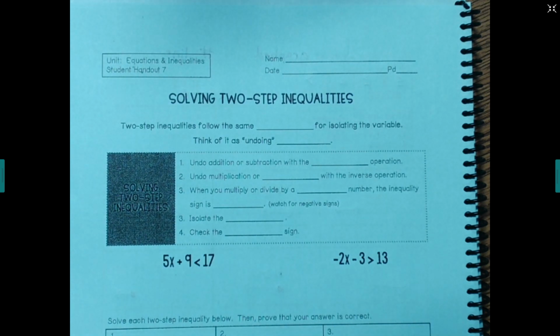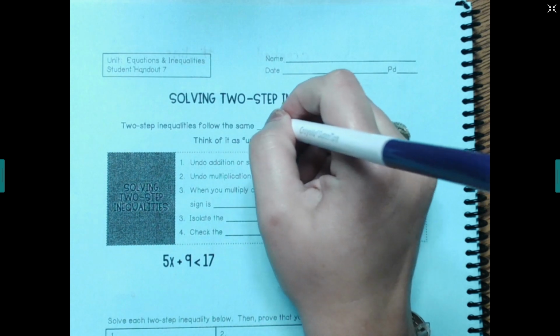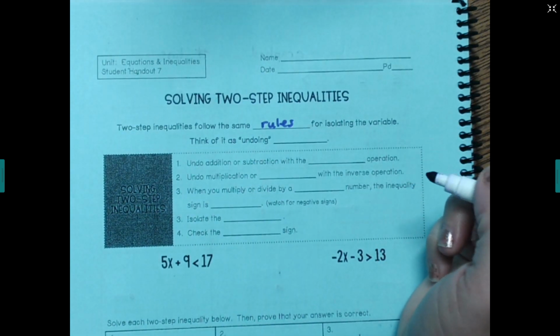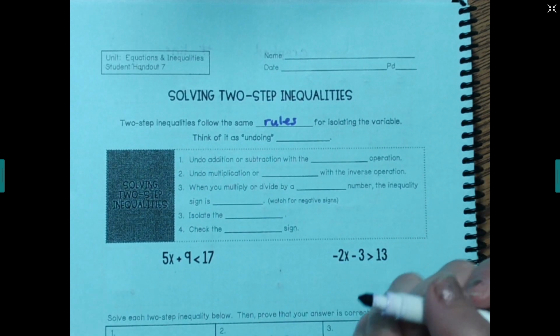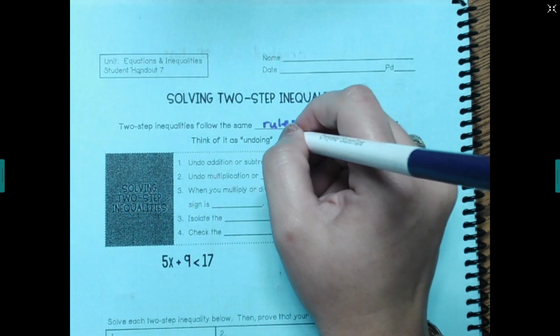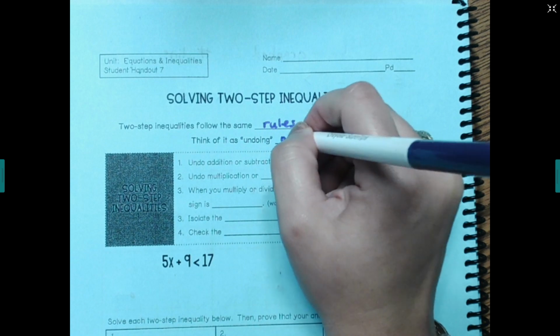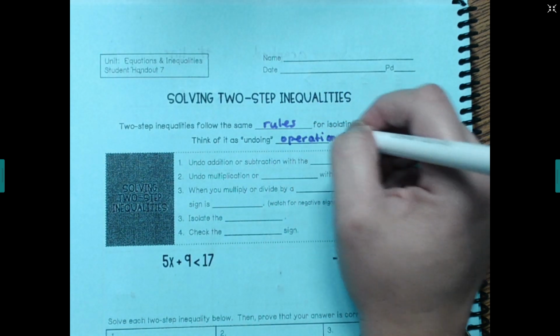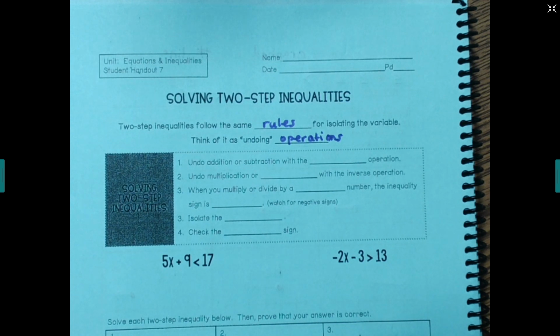Okay. All right. 2-step inequalities follow the same rules for isolating the variable. So our goal is to still isolate that variable. Again, we're still undoing the operations by doing those inverse operations. Add and subtract are best friends. Multiply and divide are best friends. That's what we're trying to do.